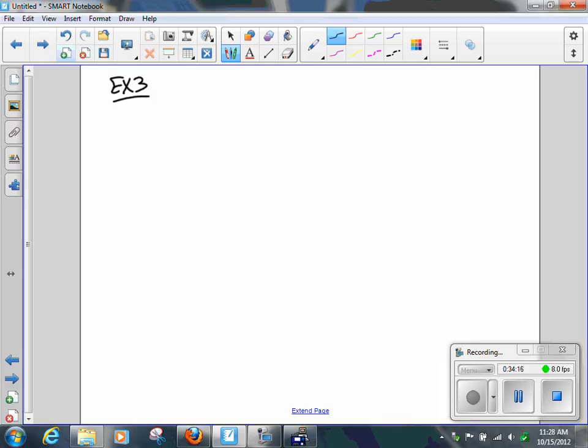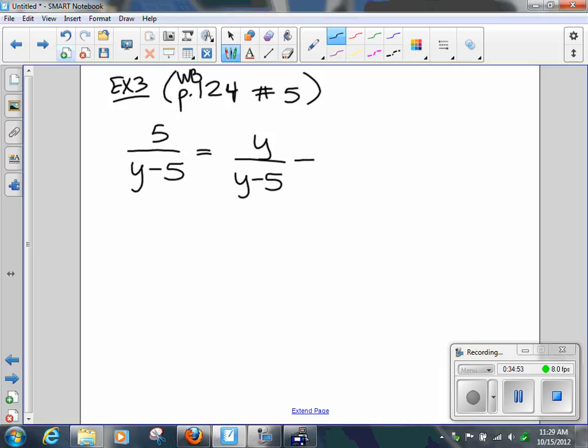Let's look at this one. Look at page 124. You don't have to make reference to this. I'm going to in my notes. You don't have to flip. But it's in your workbook, page 124. Number 5, okay? That's going to be our third example. Mainly, I'm doing this because I don't want to assign it for homework, okay? 5 over y minus 5 is equal to y over y minus 5 minus 1.